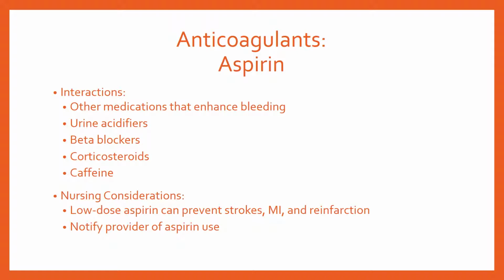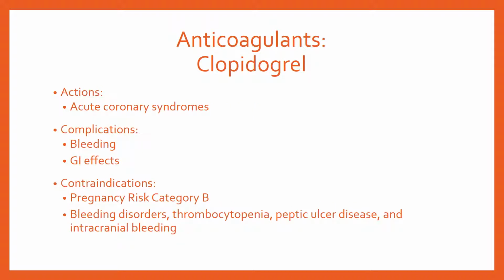Nursing considerations: low dose aspirin can prevent MI and reinfarction. Notify the provider of any aspirin use. Then Plavix. Its action is for acute coronary syndromes. Complications can be bleeding and GI effects as well. So bleeding, prolonged bleeding time, gastric bleeding, thrombocytopenia. So you need to monitor for these things.